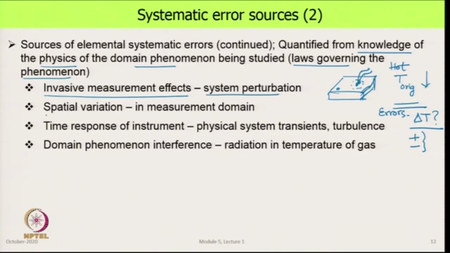The second point I will put here is spatial variation in the measuring domain. For instance, we have a duct. So, these are the two walls of a duct, a plane duct which is something like this.